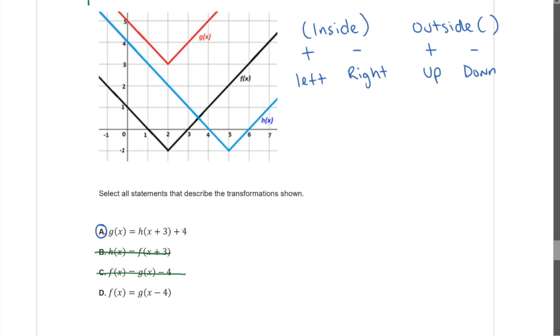All right, last one, D. D wants us to start with f of x again, so I start right at the vertex. And this time, instead of outside, it's inside. So inside parentheses right here, and it's a negative, so I'm going to go to the right, and it wants me to go to the right 4 times. So 1, 2, 3, and 4. And that would have been g of x. So that is wrong because nothing is there as well. So the only one is A.